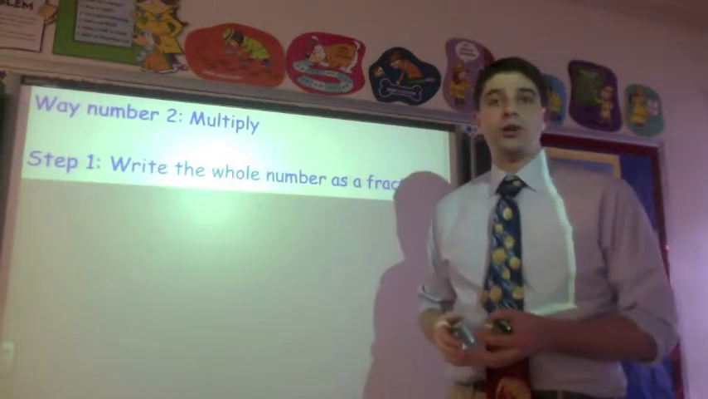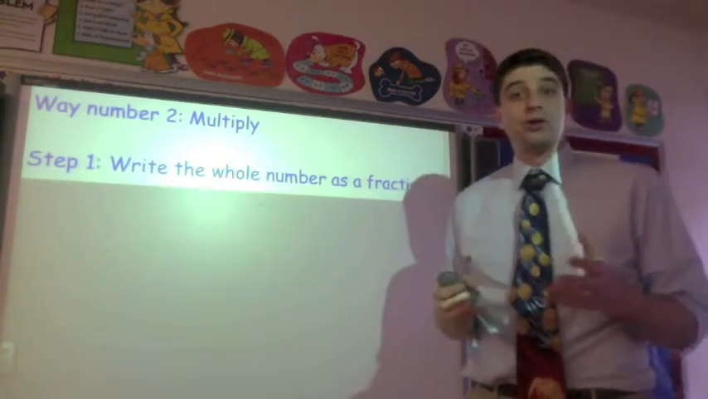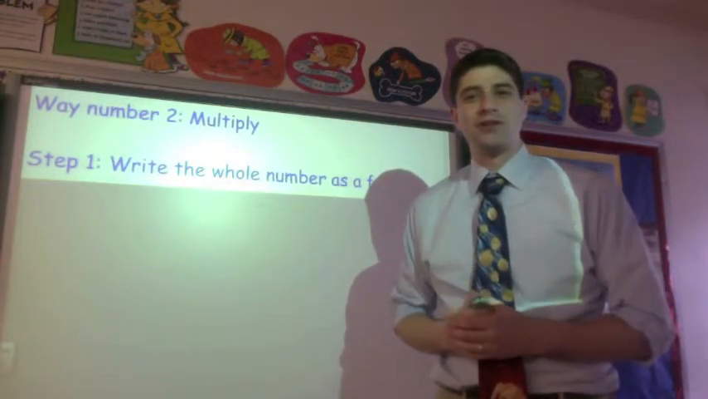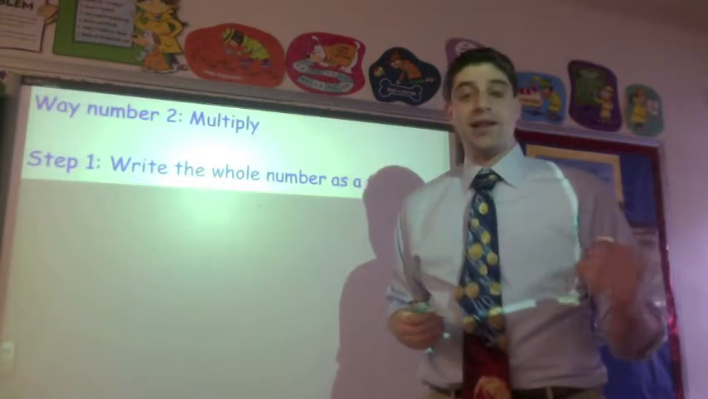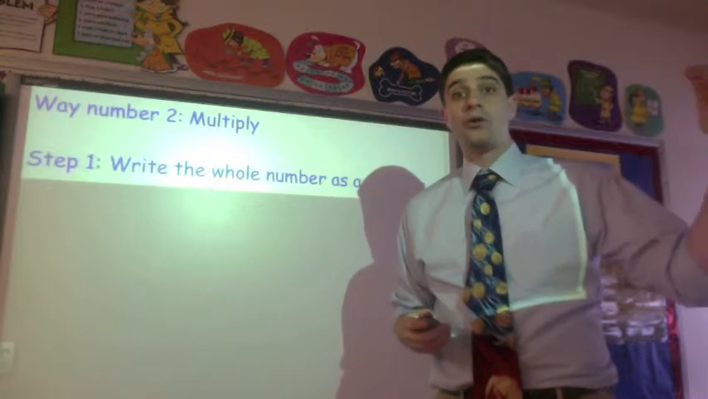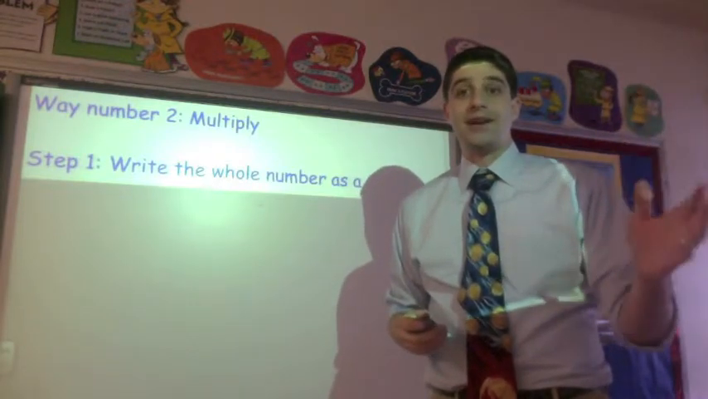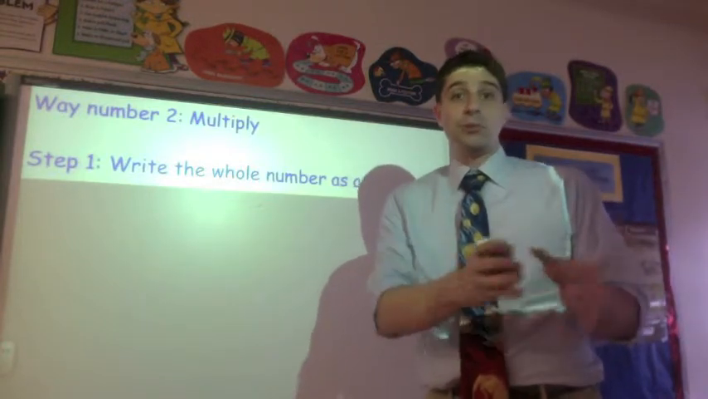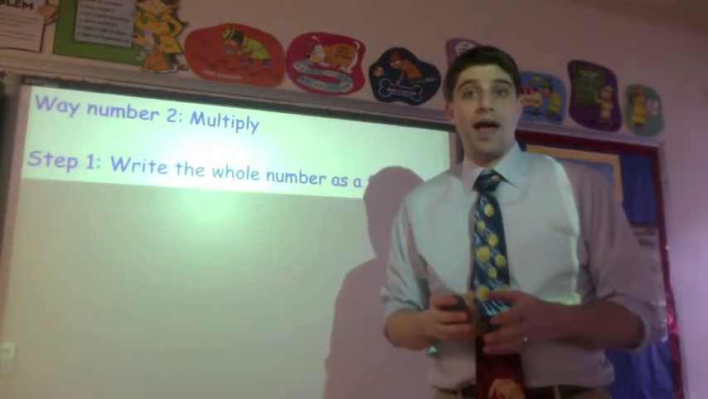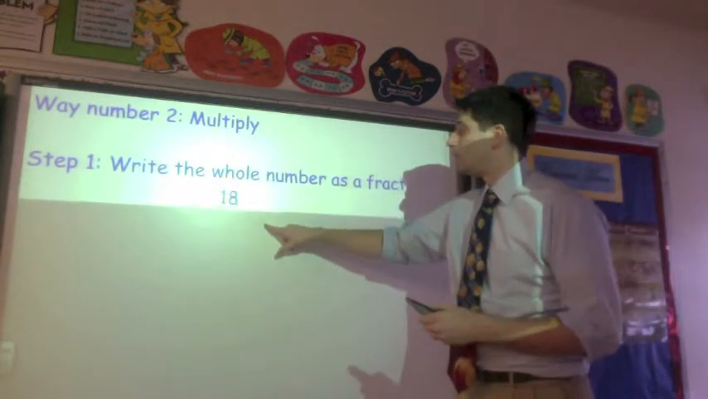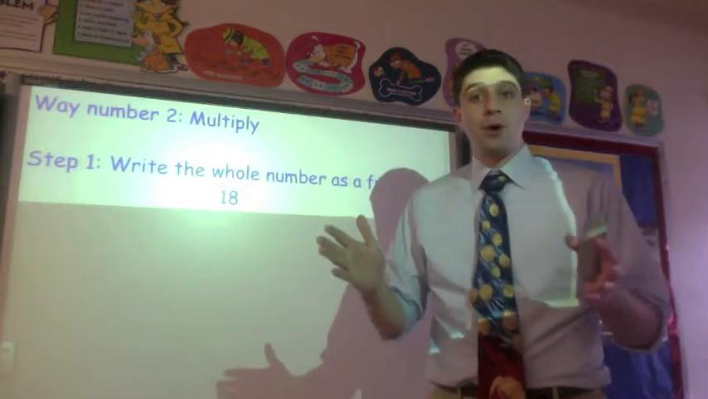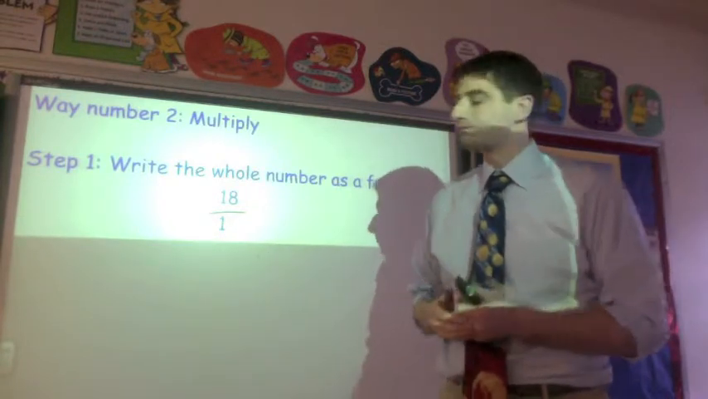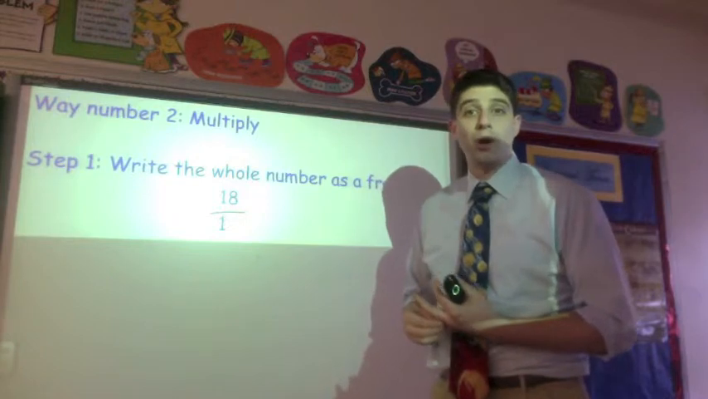Step number 1. You want to write the whole number as a fraction. In this case, our whole number is 18. We're talking about 18 students. So how do you write that whole number as a fraction? Well, remember, numerator and denominator is the same thing as part over whole. Numerator is our part, and the denominator is our whole. So our part is 18 because we have 18 parts that make up one whole class. So our numerator will be 18. And our denominator is 1 whole. So our fraction is 18 over 1.